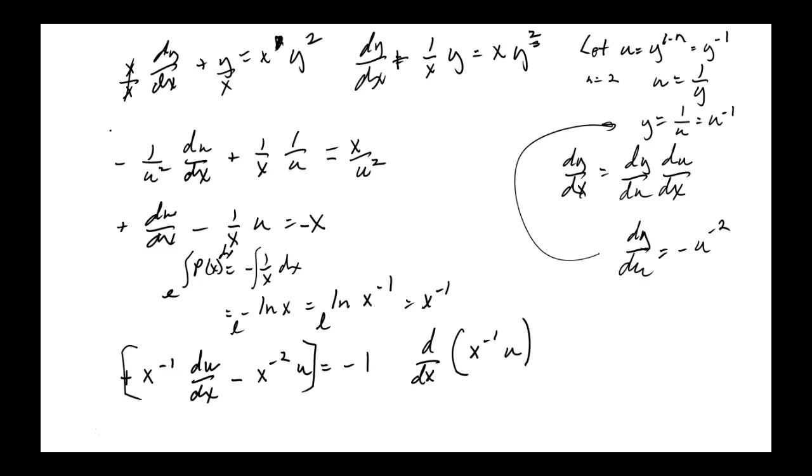Is it? Let's see if it is. Product rule, all right? What would this be? x to the minus 1 times du dx minus x to the minus 2 times u. Yes, it is. Since that is a perfect derivative, if that's equal to minus 1, you can do your dx over here, integrate this, and integrate that. And what do we have? The integral of a perfect derivative is just x to the minus 1 times u is equal to minus x. Right? Okay, so what is u equal to? Multiply both sides by x, and you get u is equal to negative x squared. And here would be a good place to throw in your c, right?